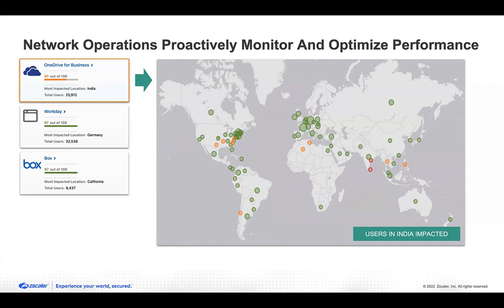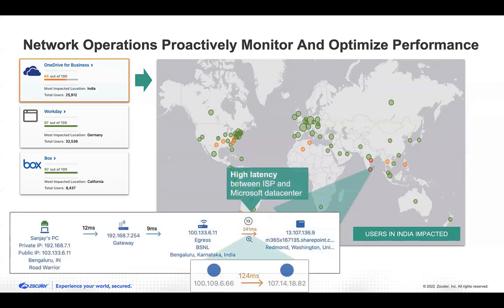Now here, right on the dashboard, you will see a global view of how your apps are performing across all your users. You can see that while Workday and Box are performing well, with a green bar for both applications and a very good score of 97 out of 100, when you look at OneDrive, there are some areas of concern. Looking at the map, I can clearly see that in India, there are a couple of locations with a very high problem where users are experiencing major issues.